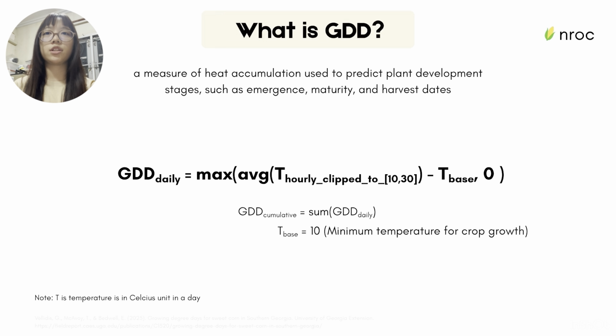To answer this, we need to understand one key concept, GDD. GDD stands for Growing Degree Days, a measure of heat accumulation used to predict plant development stages such as maturity and harvest dates. The formula: each day we clip the hourly temperature to between 10 and 30 degrees Celsius, take the average, subtract the base temperature of 10, the minimum for corn growth, and take the maximum of that result and zero. We then sum daily GDD values into a cumulative total.